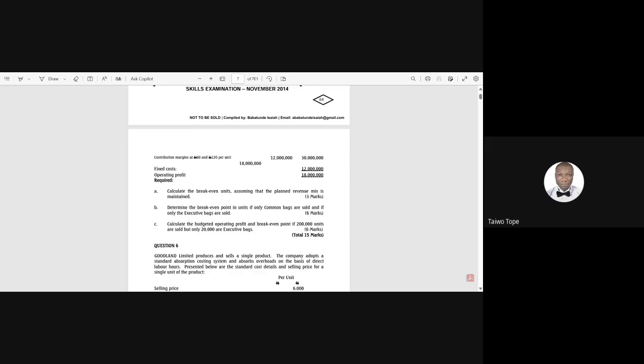Now, let's come back to this question. The break-even point in units. Let me take you somewhere else in the question again. Look at this. Revenue at 200 naira and 300 naira per unit. Variable cost at 140 and 180 per unit. So the contribution per unit will be what for common bag? That's 60 naira.